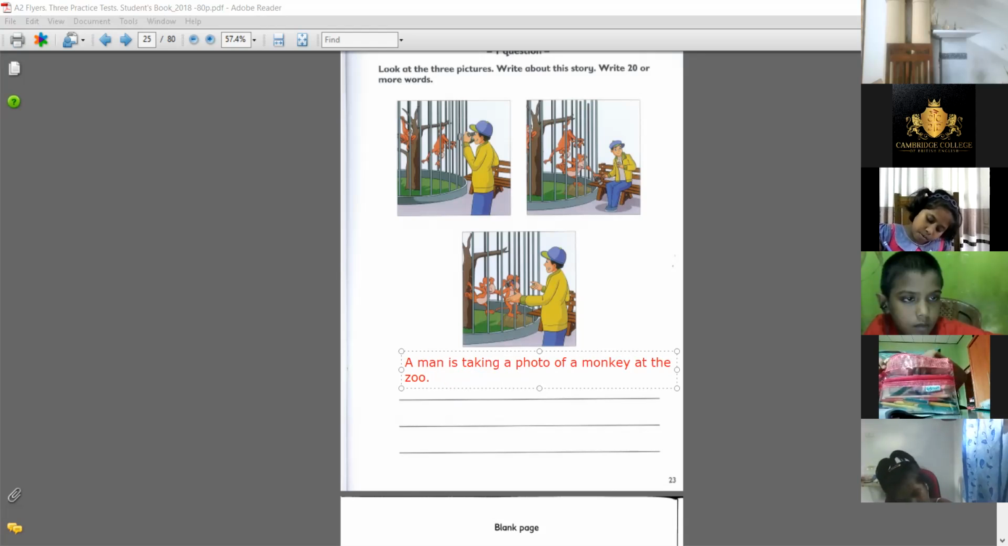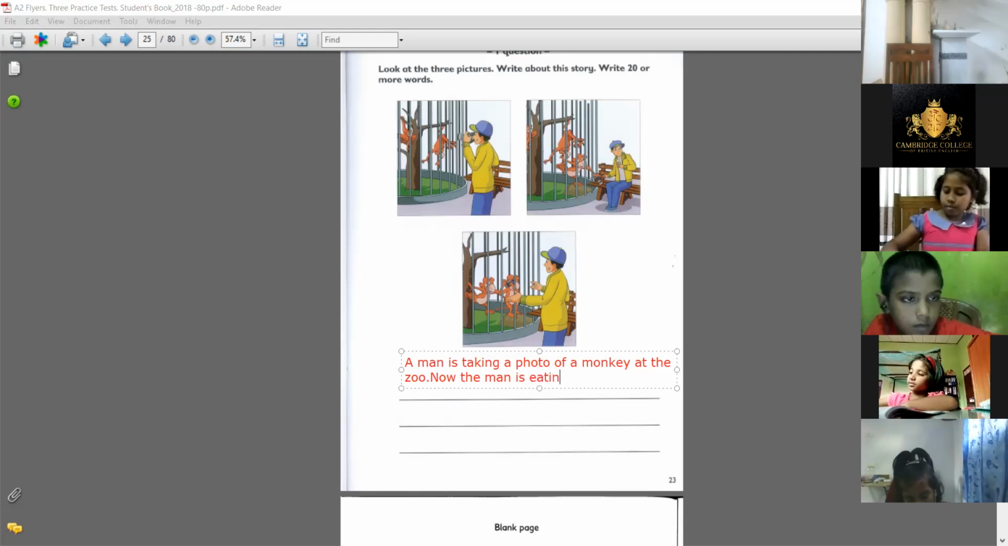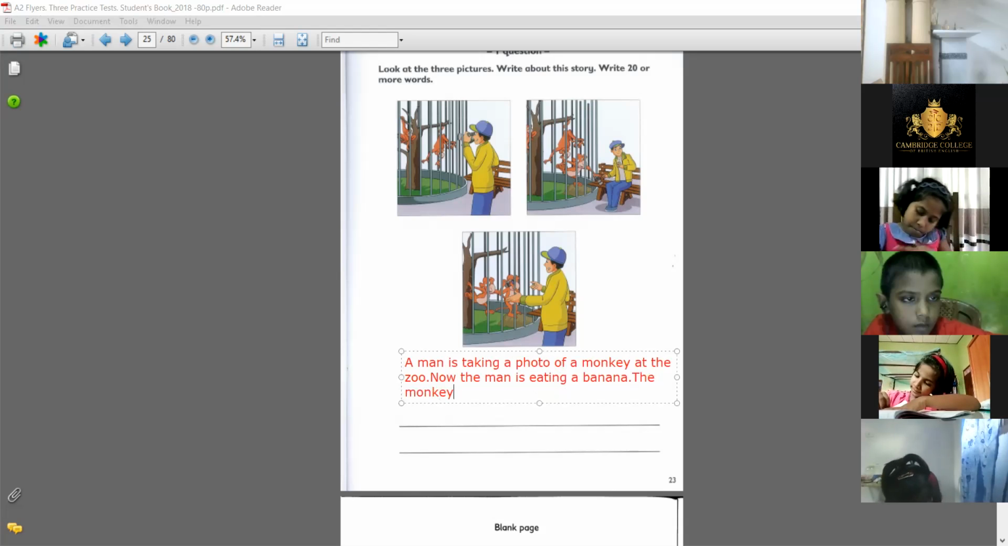Then what happens next? Now in the second picture you can see the man is eating a banana. The man is eating a banana. Next, what happens? The monkey takes his camera. What does the monkey do? It takes his camera.